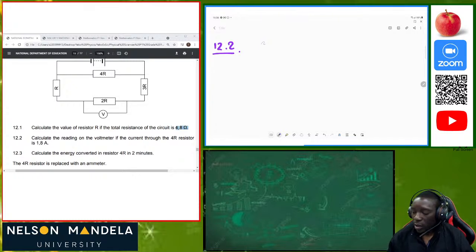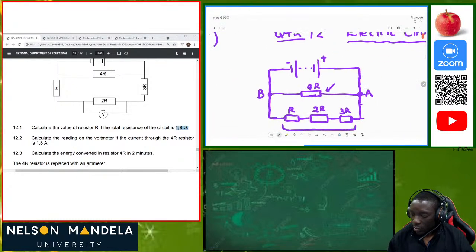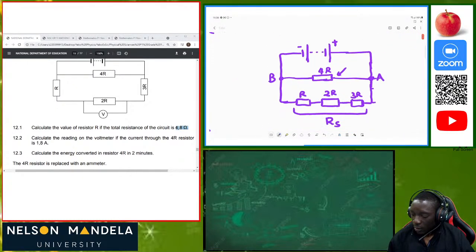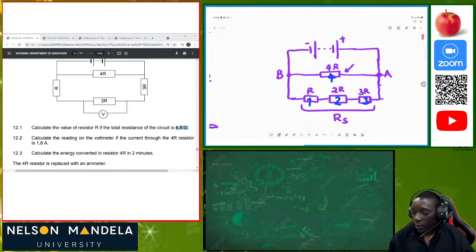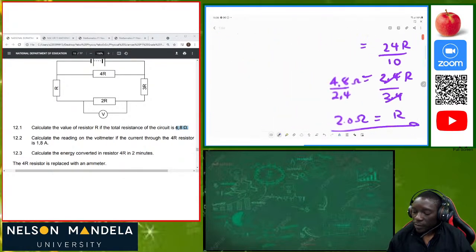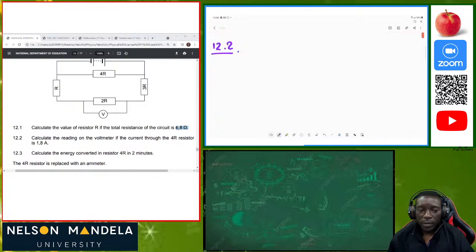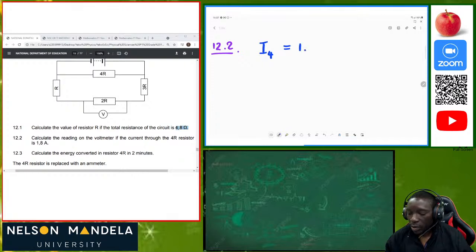So did we assign something to 1, 2, 3? We can label them resistor 1, resistor 2, resistor 3, and resistor 4 from their values. So I4, the current through resistor 4, let's call it I4. We are given that value of current is 1.8 amps.